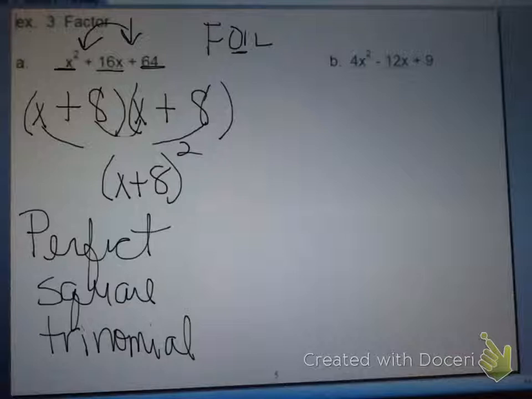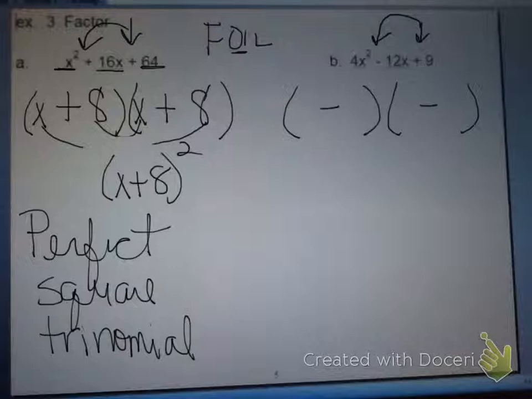Example B, the very first term is a perfect square, and so is the last term, so I'm thinking it's a perfect square trinomial, which factors into two identical binomials. Let's look at the signs. The last sign is positive, so that means they are both going to be whatever the first sign is, which is negative.